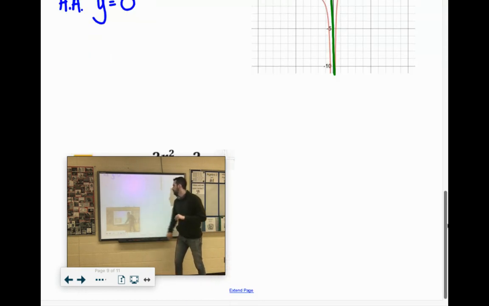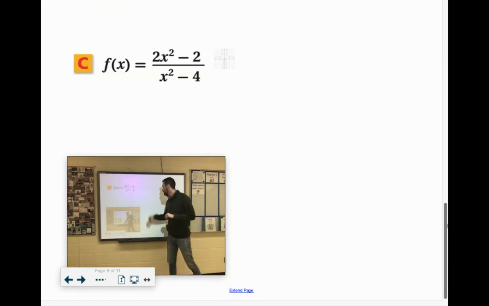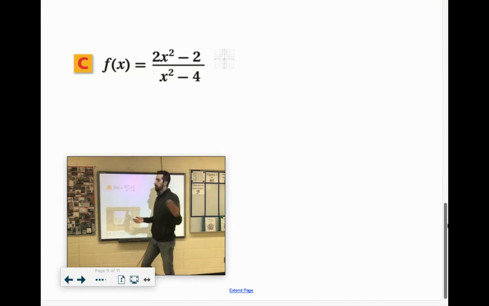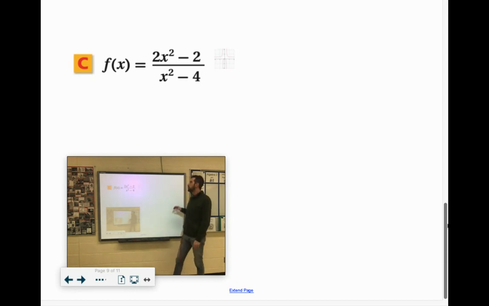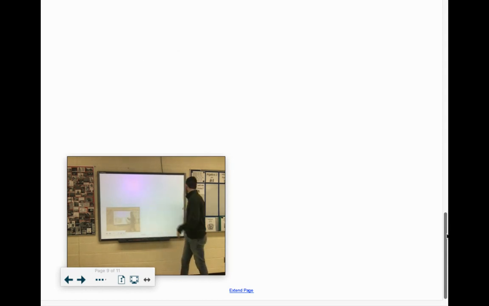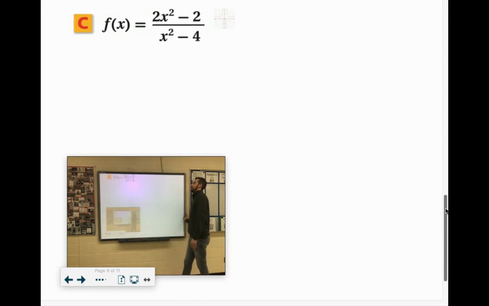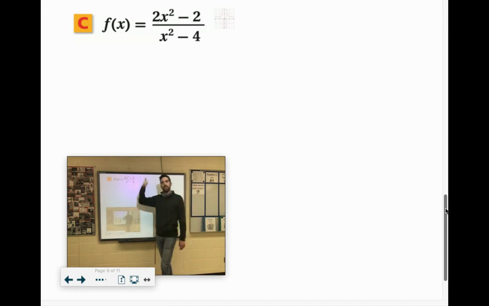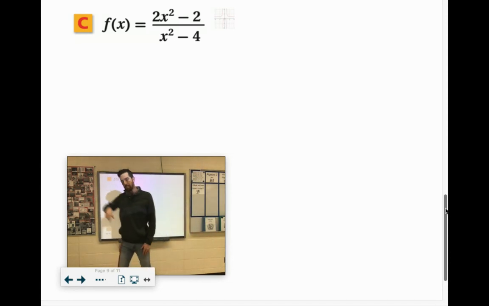We got one more. And then you're going to try some out. You're going to try to find some zeros, some asymptotes, and you're probably going to want to check the graphs on Desmos.com. F of x equals 2x squared minus 2 over x squared minus 4. So if you look, well, it's gone now. The degrees are the same. It's the second degree in the numerator, second degree in the denominator.